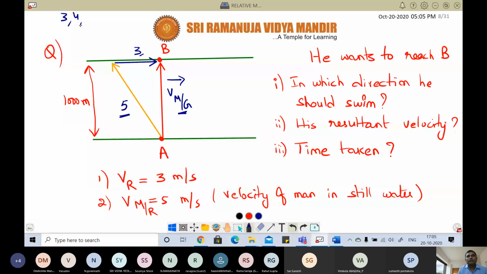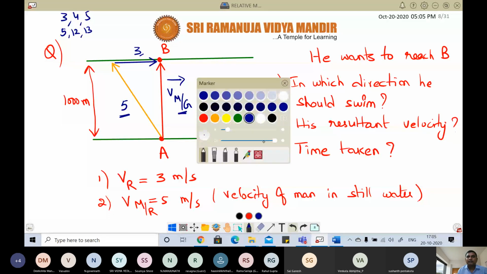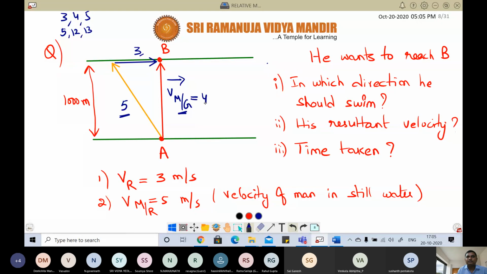Either 3, 4, 5, then 5, 12, 13, like that. There are some triplets. Okay, if you remember those things, otherwise also you can calculate. This value is directly 4 because this is 3, this is 5 hypotenuse. That means this is 4, and this is what they are asking now. You don't have to calculate anything.